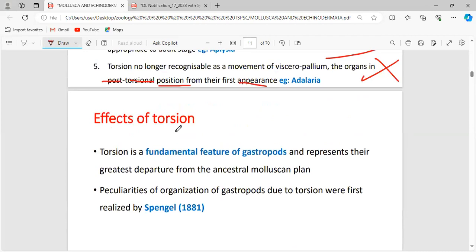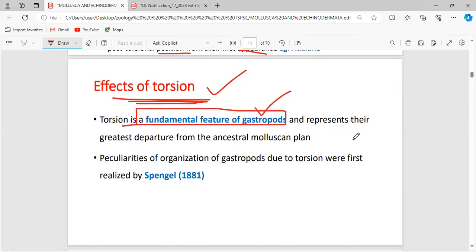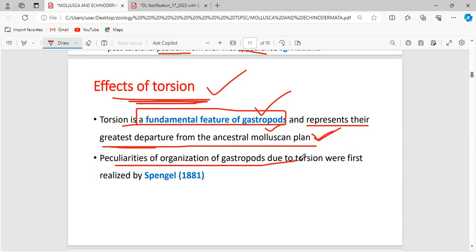Now, what are all the effects of torsion? Torsion is a fundamental feature of the gastropods. It is a basic process undergone by gastropods and represents their greatest departure from the ancestral muscular plan. These are the peculiarities of the organization of gastropods due to torsion.